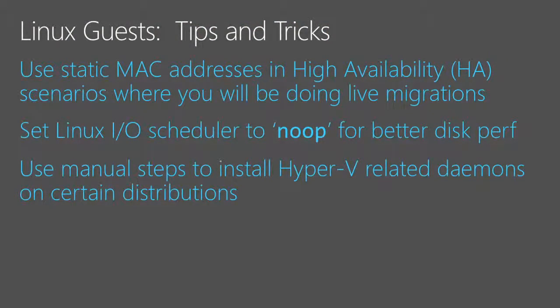Some tips and tricks. If you're using high availability configurations, you've got a Hyper-V cluster, and you're doing live migration of VMs around the cluster, you do have to assign a static MAC address to the network adapters for your Linux VMs. When you live migrate and get a new MAC address, Linux thinks you've got a different network adapter, so it creates a new one, and your network configuration ends up not being associated with the correct adapter. This is documented on the TechNet webpage of best practices.